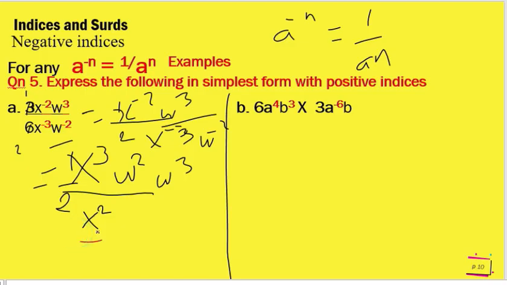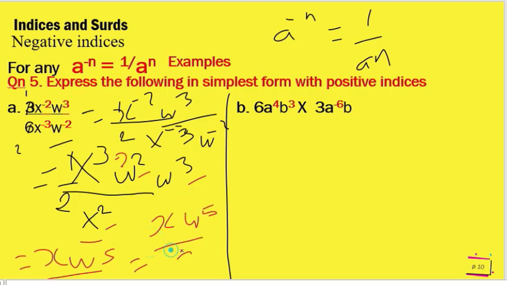So therefore the final answer will be, if you take this negative 2 here, division law means you minus at x there, and therefore we will be getting x power 1, W power, you add, this is 5 over 2. The answer becomes x W power 5 over 2. That's the answer. That's the simplest answer.